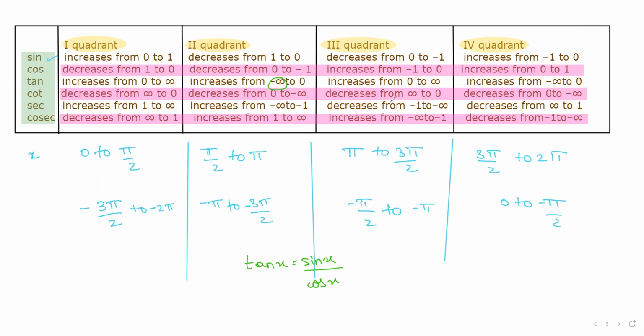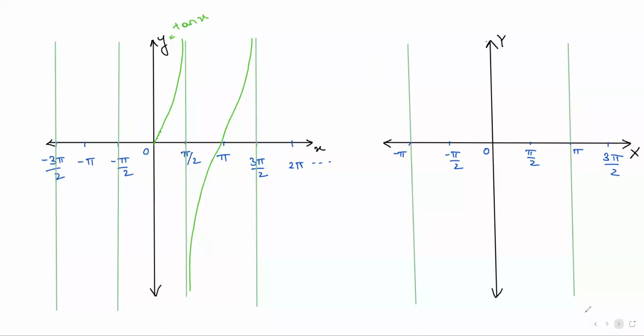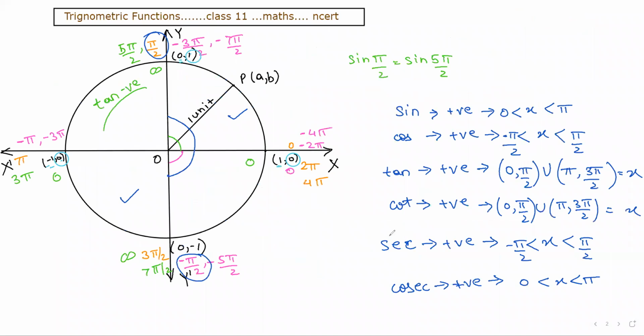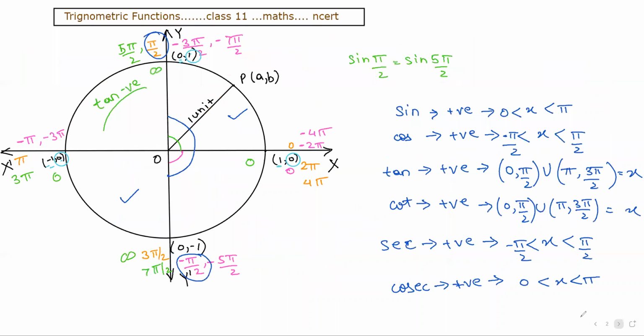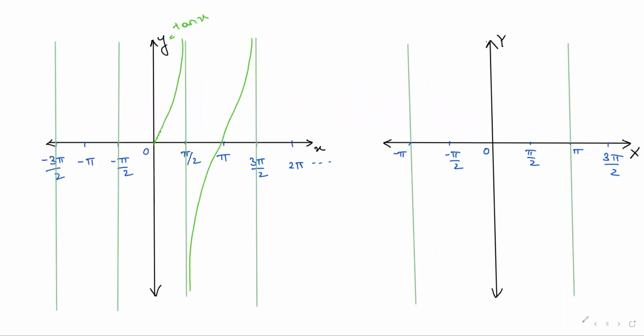In the third quadrant, you need a positive tan, and your tan value is supposed to increase from 0 to infinity. Again, from 0 to infinity. You're increasing, and the value of y is positive. What happens from minus pi by 2 to 0? It is from infinity to 0, and the tan value is negative. So two things: first, infinity to 0, and tan value is negative as you're progressing from minus pi by 2 to 0.